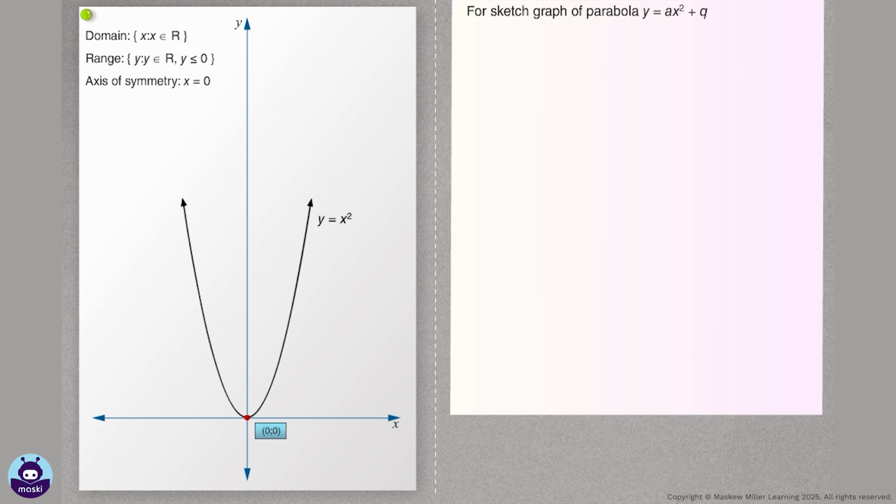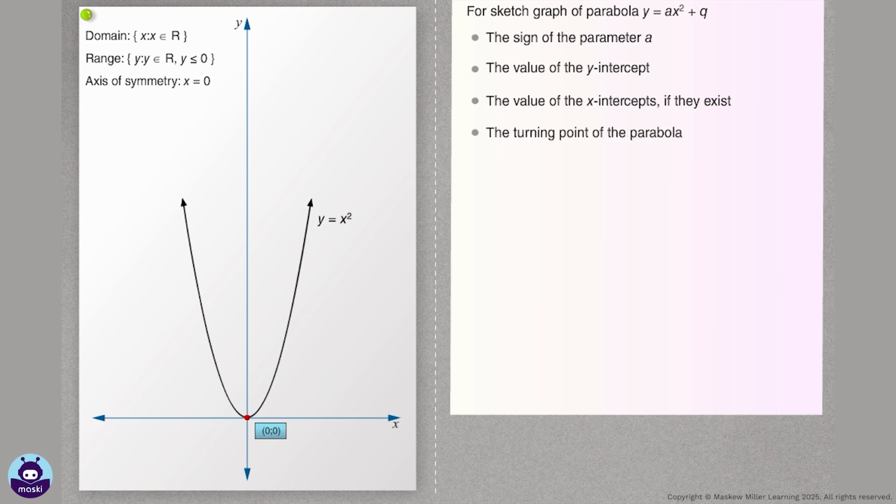Now, we shall see how to draw the sketch graph of any parabola y equals ax squared plus q. We require the following characteristics: the sign of the parameter a, the value of the y-intercept, the value of the x-intercepts, if they exist, and the turning point of the parabola.